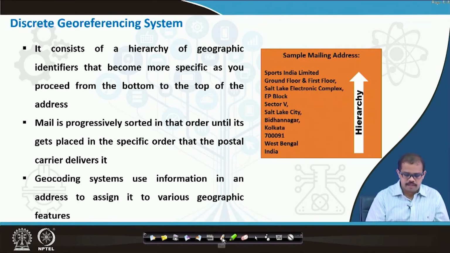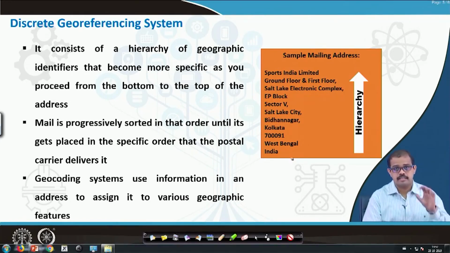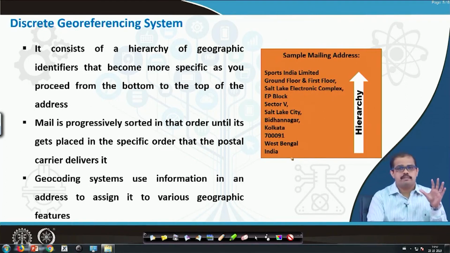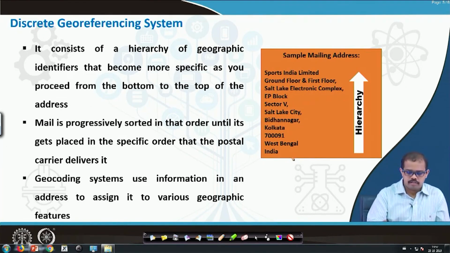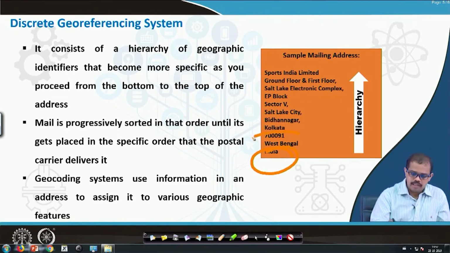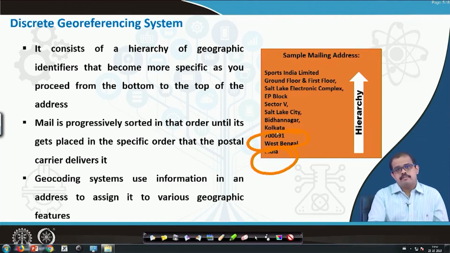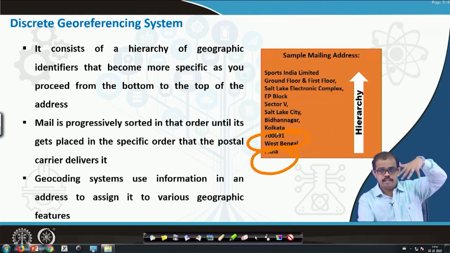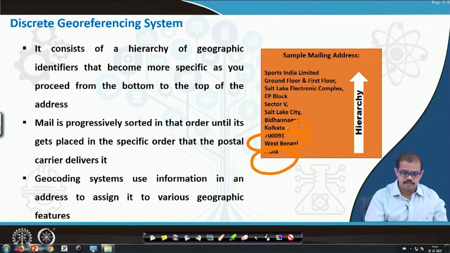For example, there is a parcel that is coming from some part of Switzerland to India. So the first thing is India. Then comes 700091. So now you are digging information from a country to a region. With a region, you know which city, and which place in that particular city. Bidhan Nagar is another place.